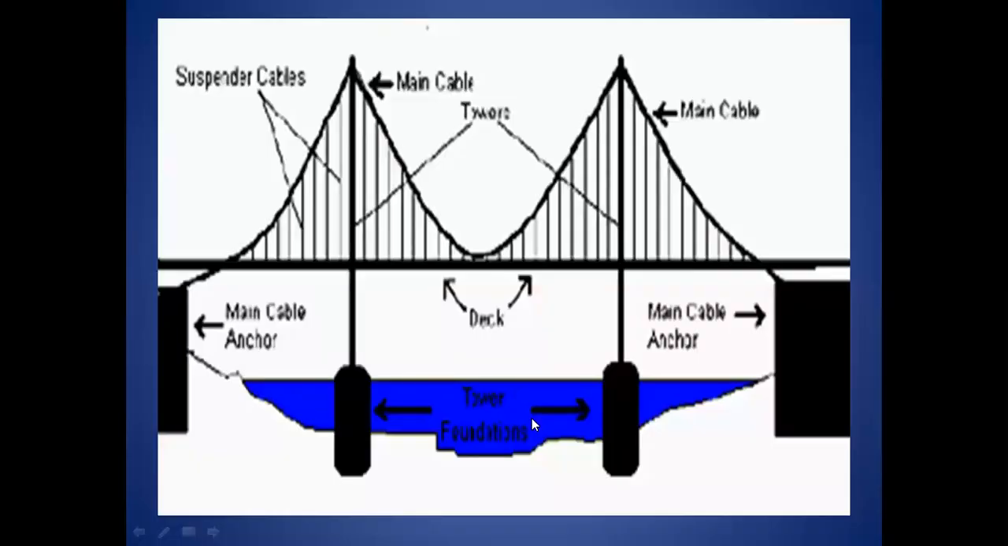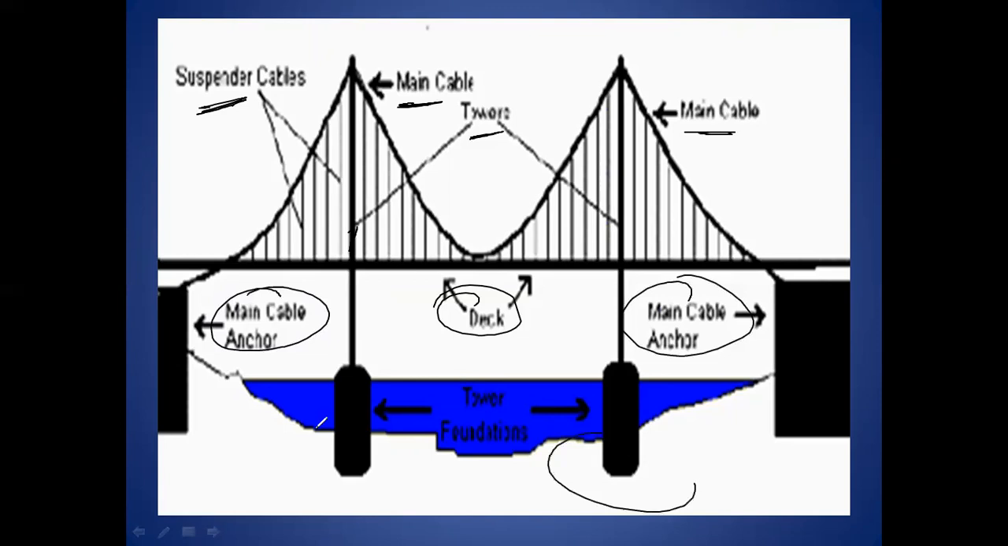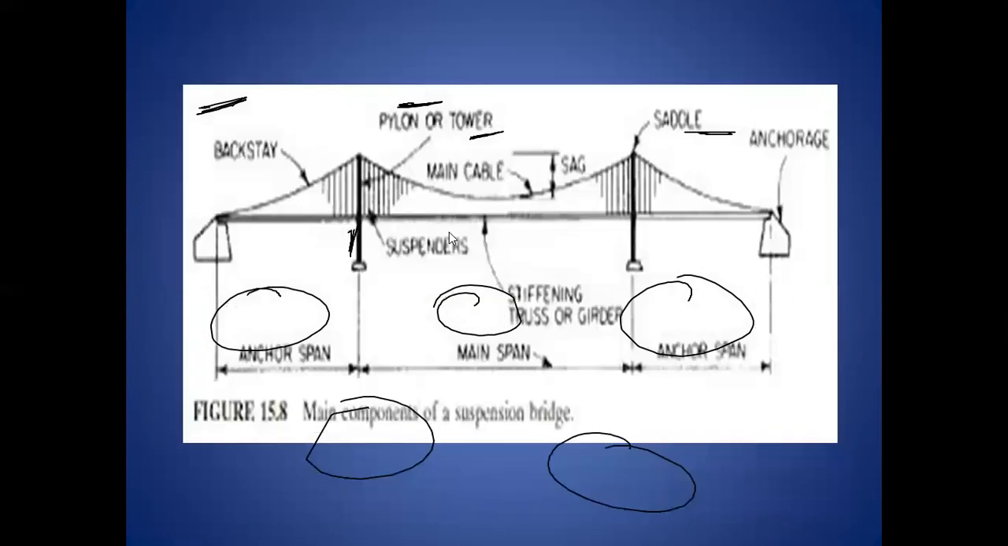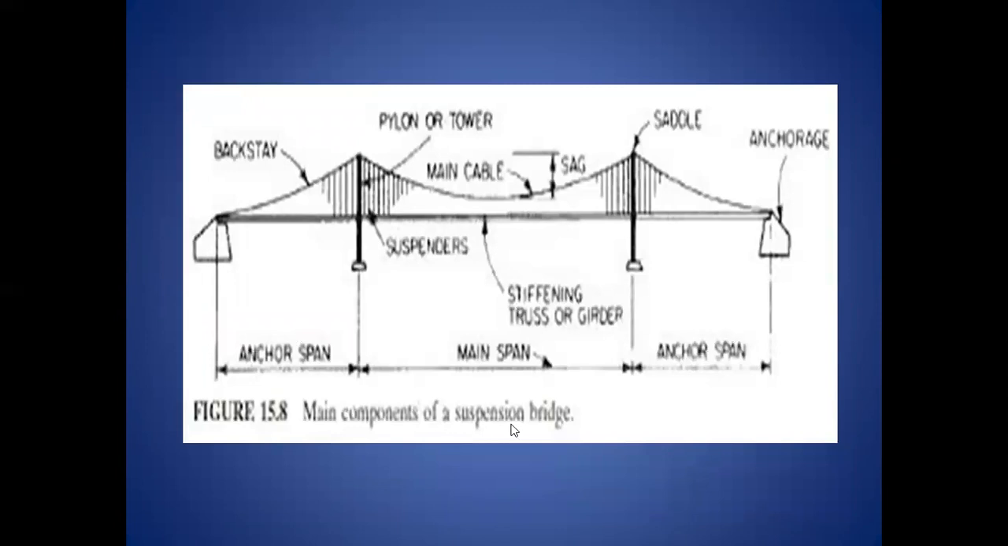So these are your components of the suspension bridge: suspender cables, main cable or suspension cable, the verticals that are called towers, deck slab, main cable anchorage, and the tower foundation. So we have to design the cable: what is the shape of the cable, what is the length of the cable, etc., that we have to consider. These are again the main components of suspension bridges: the pylon or the tower, then anchorage, suspenders, and the main cable or the suspension cable.